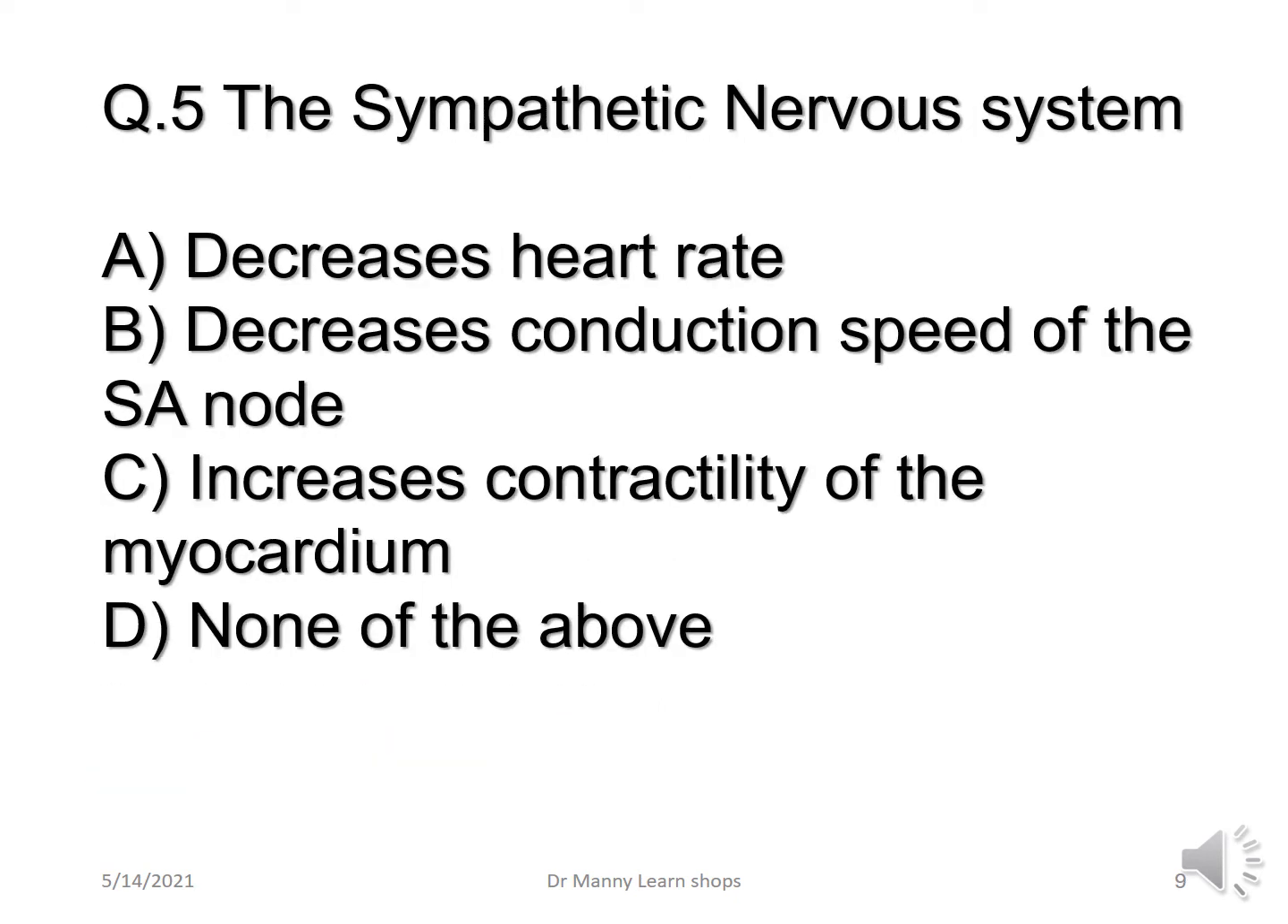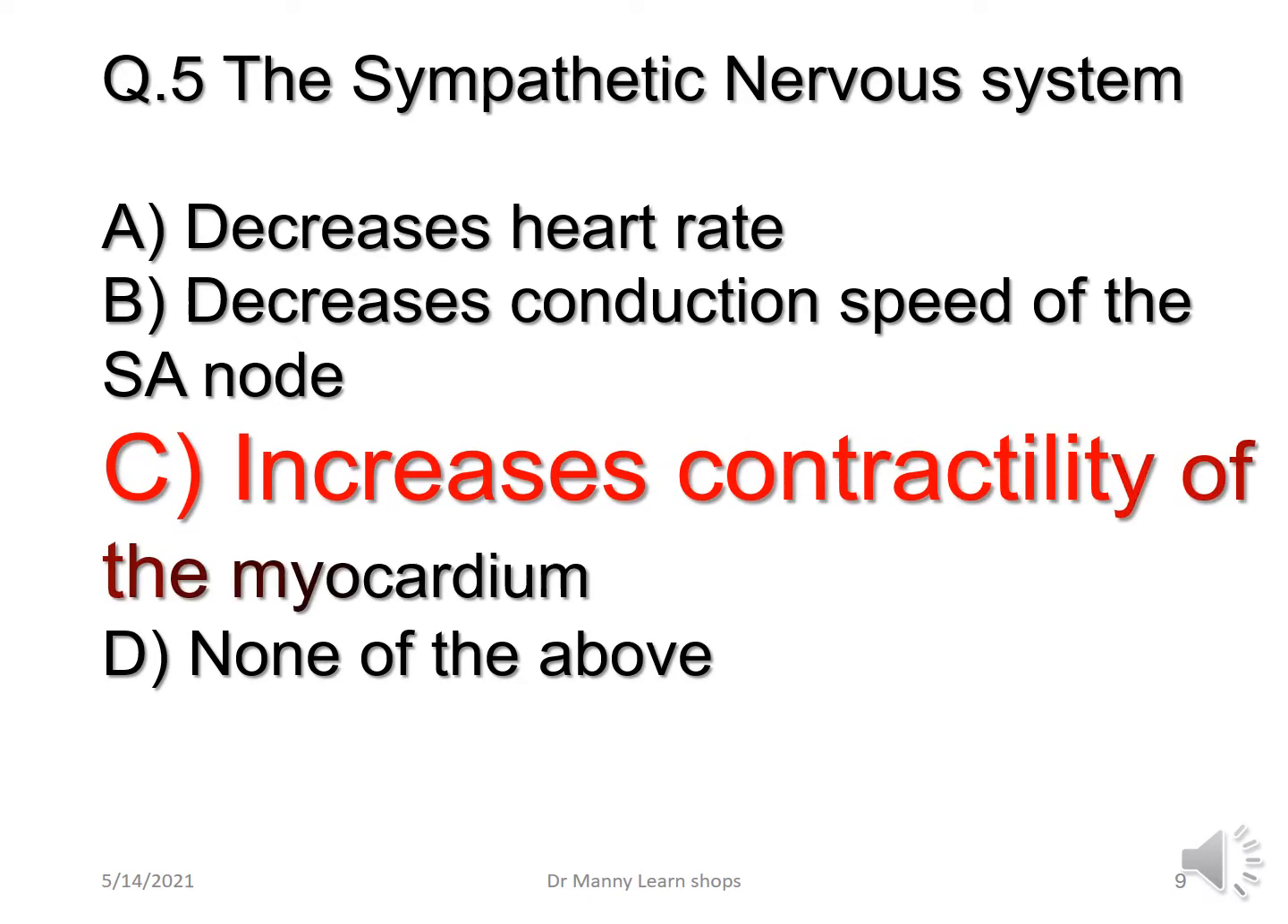The sympathetic nervous system, does it decrease the heart rate, decrease speed of conduction of the SA node, the sinoatrial node? Does it increase contractility of the myocardium, or doesn't it do any of them? None of the above. The correct answer is it increases contractility of the myocardium.